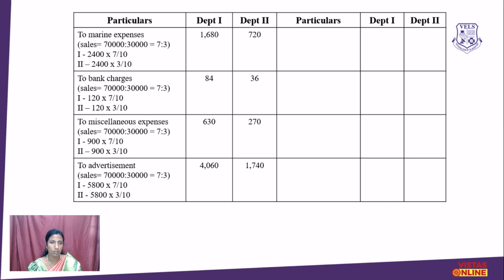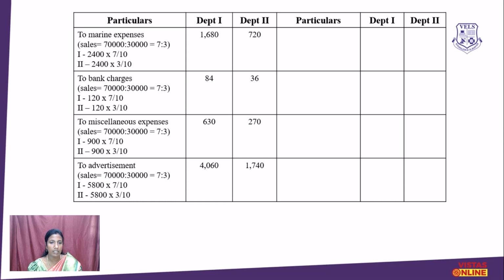To bank charges, 120 into 7 by 10 equal to 84. 120 into 3 by 10 equal to 36 rupees is department 2. To miscellaneous expenses, department 1, 900 into 7 by 10, so 630 is the department 1 value. Department 2 equal to 900 into 3 by 10 equal to 270 is the department value of miscellaneous expenses. To advertisement, department 1, 5800 into 7 by 10 equal to 4060. Department 2, 5800 into 3 by 10, 1740.